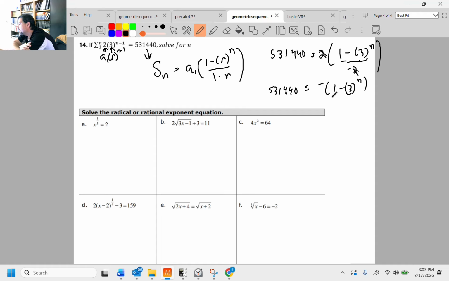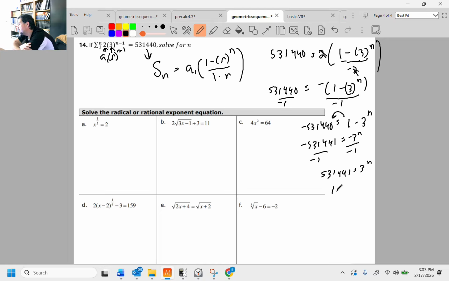Let's go ahead and divide out the negativity. That'll also drop the need for the set of parentheses. Negative 531,440 equals 1 minus 3 to the n. Subtract 1. Negative 531,441 equals negative 3 to the n. Divide out the negativity again. 531,441 equals 3 to the n.